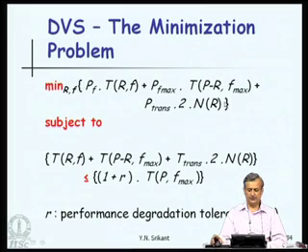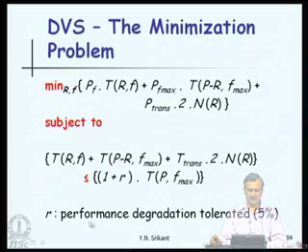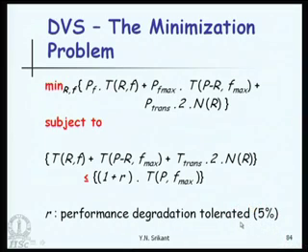So, this is the total energy consumption for the program, and this must be minimized over all possible regions and frequencies subject to a constraint. The constraint is that the total time required to execute the program should be below a certain threshold. Here, r is the performance degradation tolerated, let us say 5%.